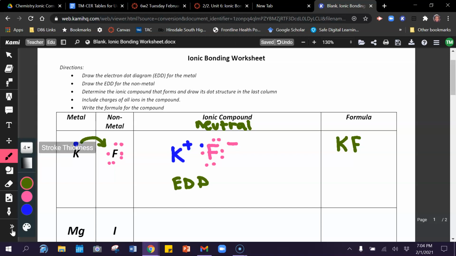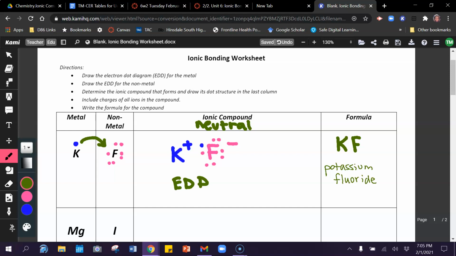And if you want to get fancy, this is more of a nice to know thing. You can name this if you want to. In order to name ionic compounds, we name the metal, and then we name the ion of the nonmetal, which in this case is fluoride. And remember, when you're writing out an anion's name, you just change the ending of the element's name to IDE.